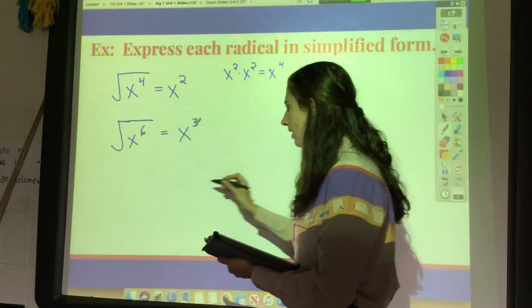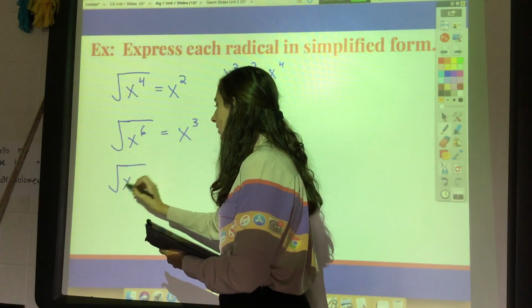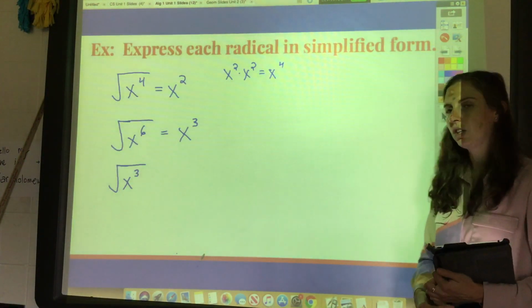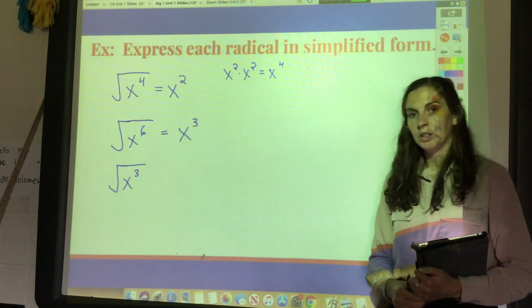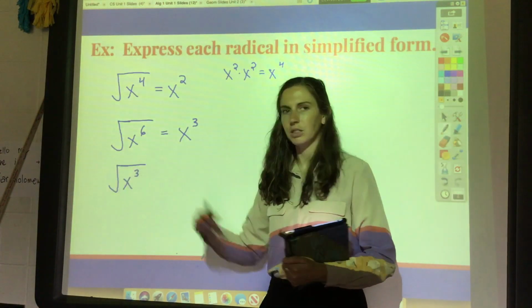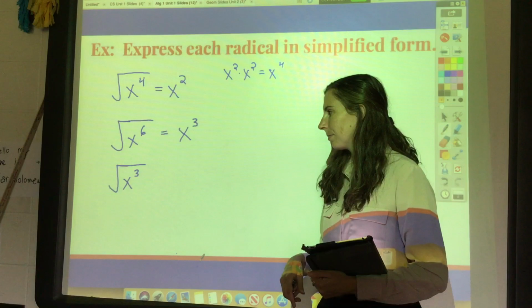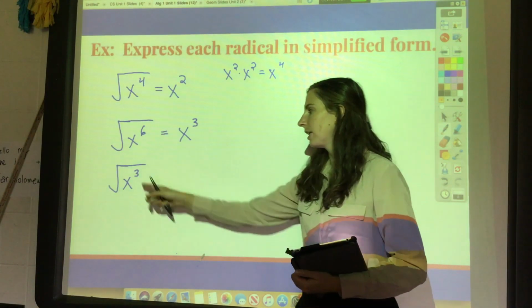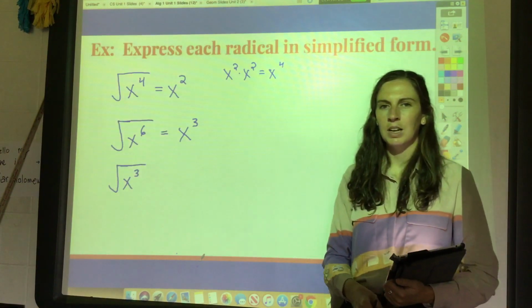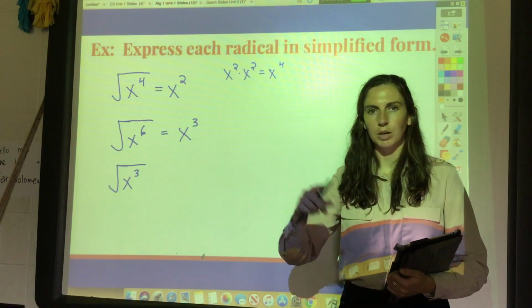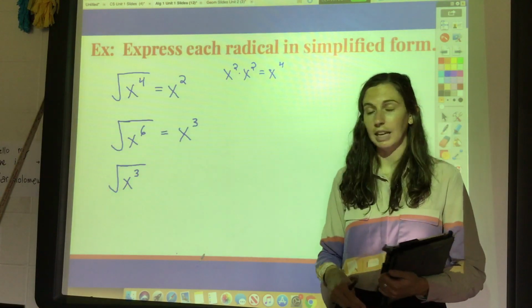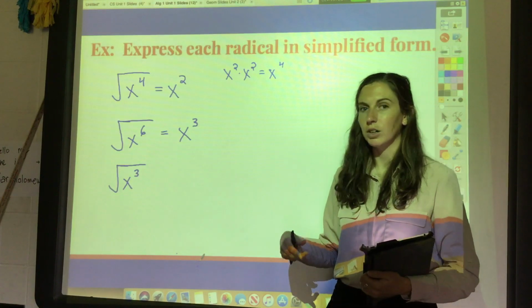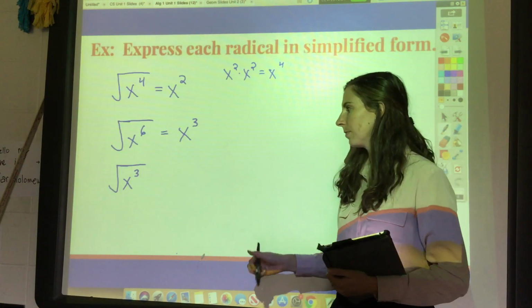All right, let's try something like this. What happens if I want to square root x cubed? If you'll notice, 3 doesn't divide by 2 evenly, or I can't really come up with anything times itself that would give me x cubed. So this is kind of like when we tried to square root 20, it doesn't square root evenly, but if I could help some of it break out from that radical, then it would be at least more simplified.